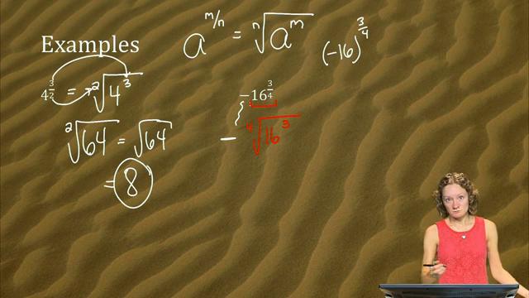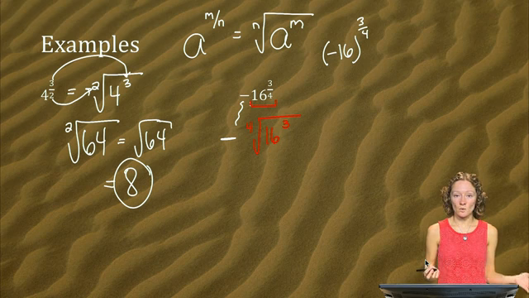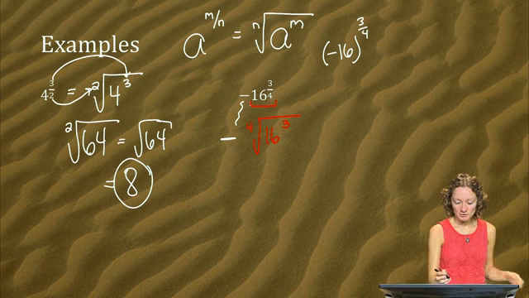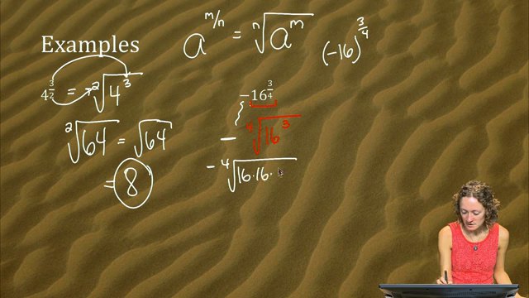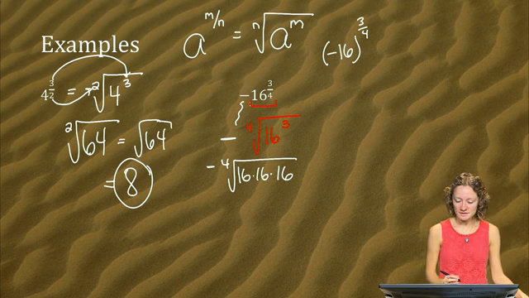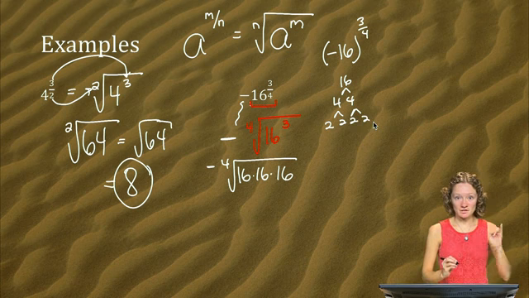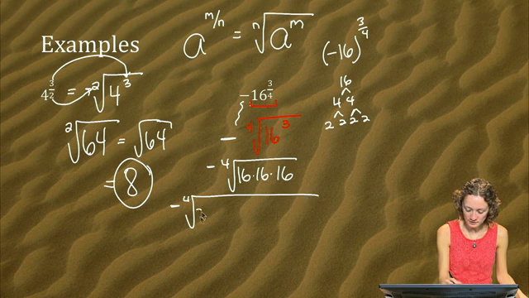Okay, now we want to evaluate. You can do this a few different ways. 16 to the 3rd is quite a large number, and you can absolutely get that number and then break it down and look for groups of 4. Or we know that it's just 16 times 16 times 16. That's what 16 to the 3rd is. And then instead, we can just break down each of those 16s. They're each going to be 2 times 2 times 2 times 2. So we'll have negative 4th root of, that's for the first 16.